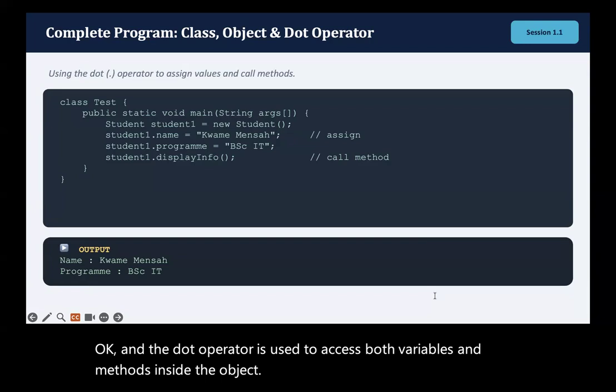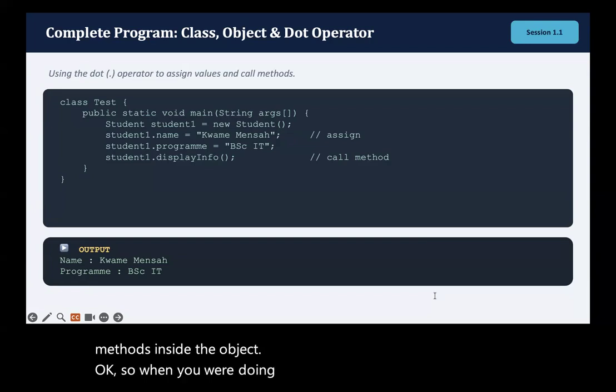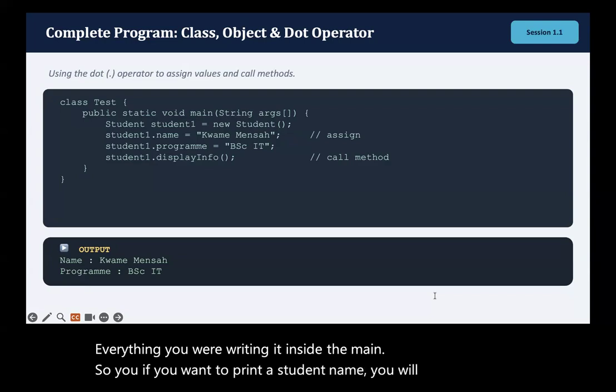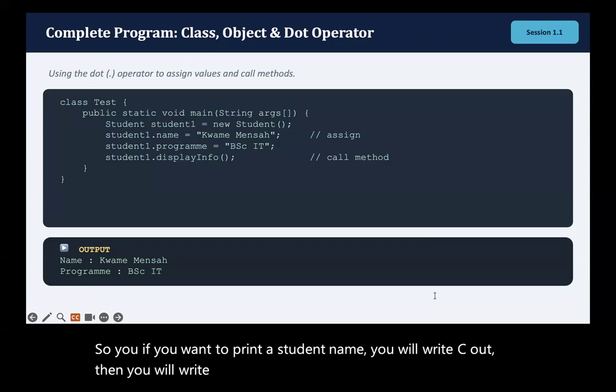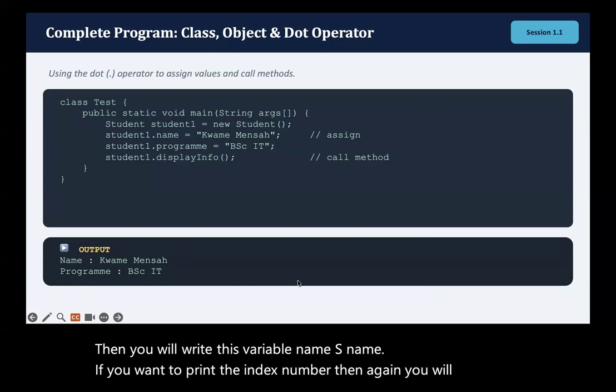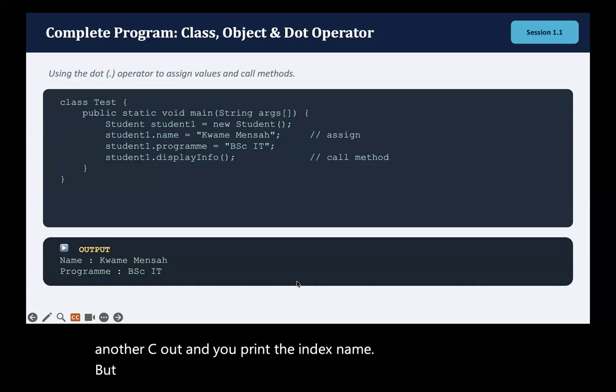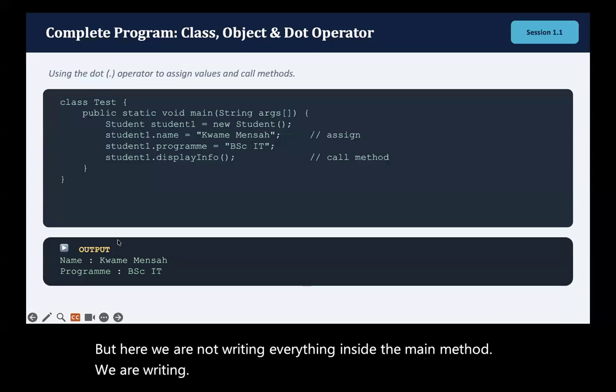When you were doing C++, everything you were writing was inside the main. So if you want to print a student name, you will write cout and then this variable, sname. If you want to print the index number, you will write another cout and print the index number. But here we are not writing everything inside the main method. We are writing it in the class.